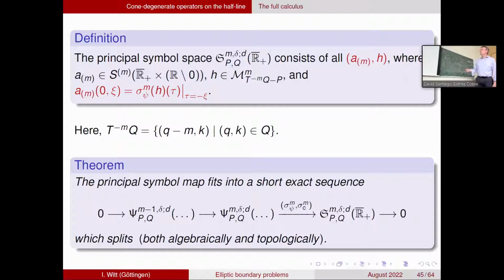that you have this short exact sequence. So you have the principal symbol map. You have an intrinsically described principal symbol space, which means the map is surjective. And if the principal symbol vanishes, you are one order better. And this is all you need for parametrix construction.